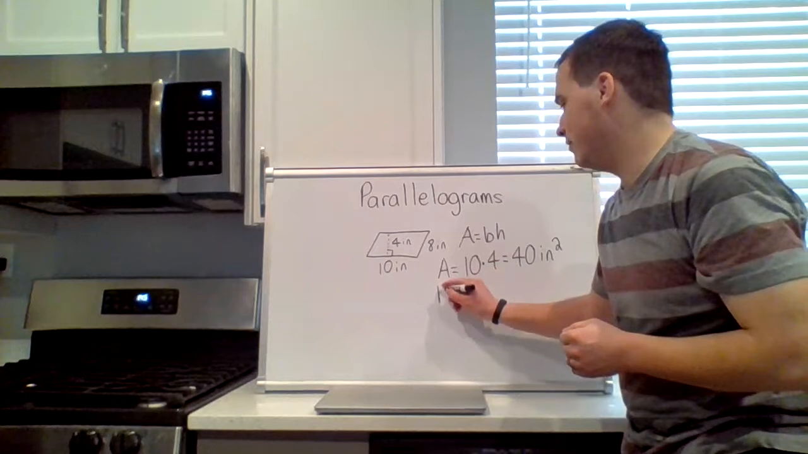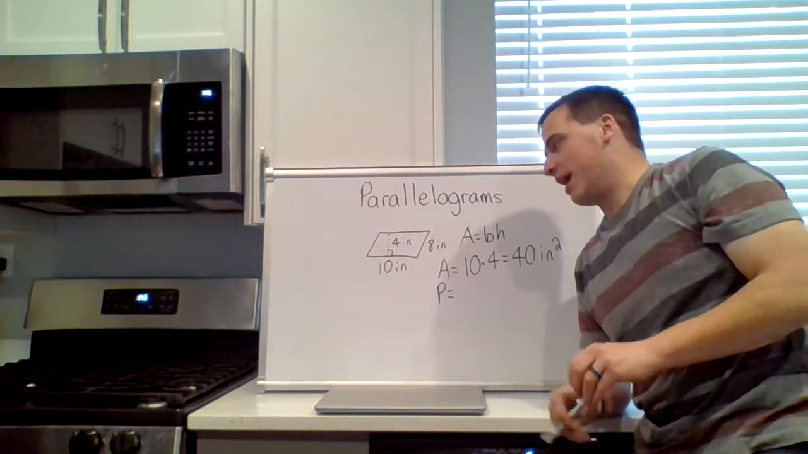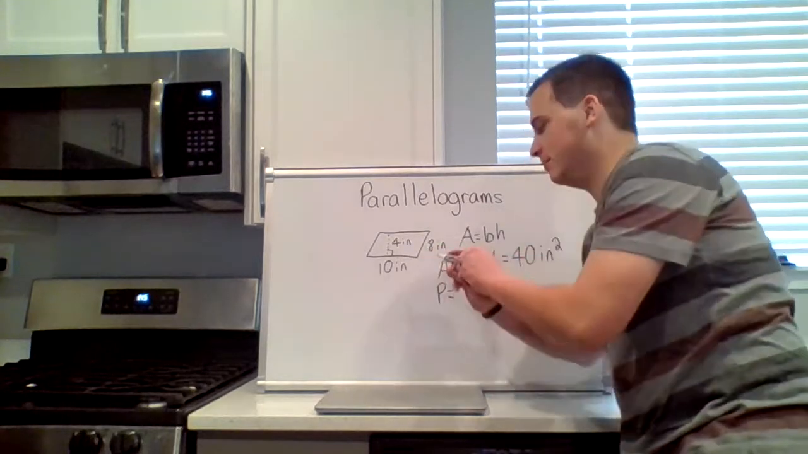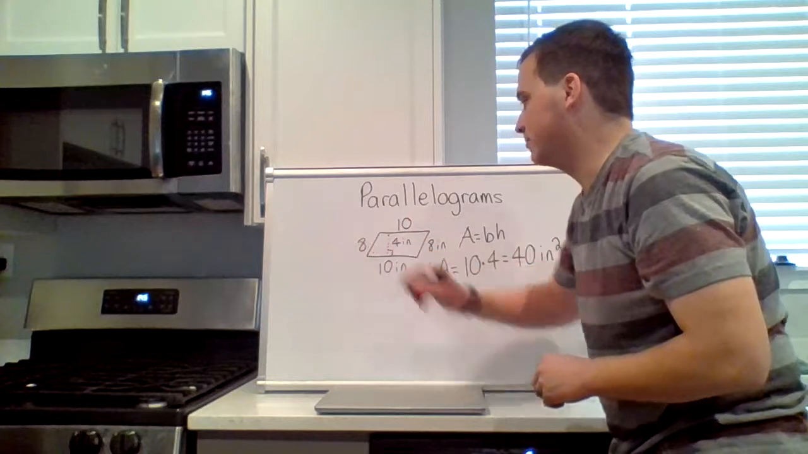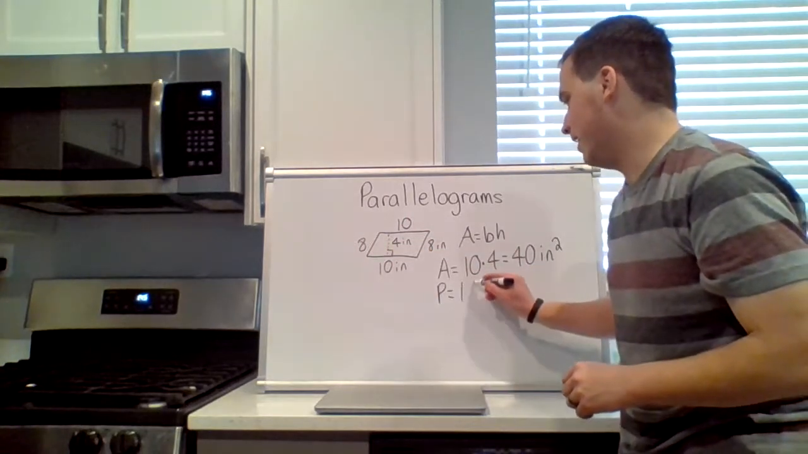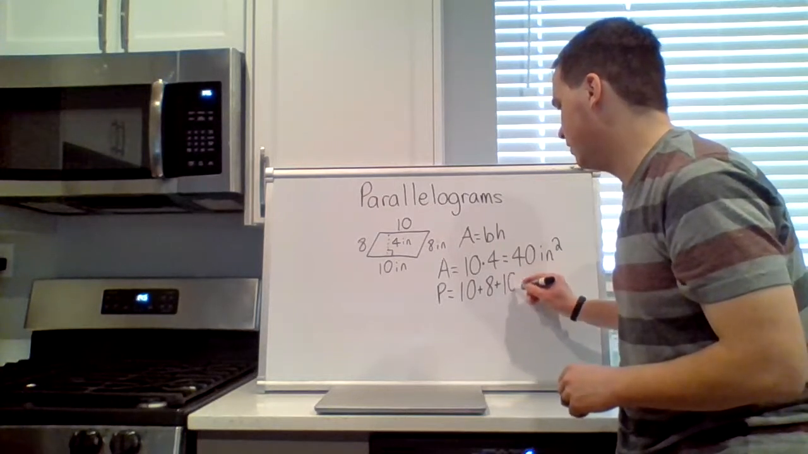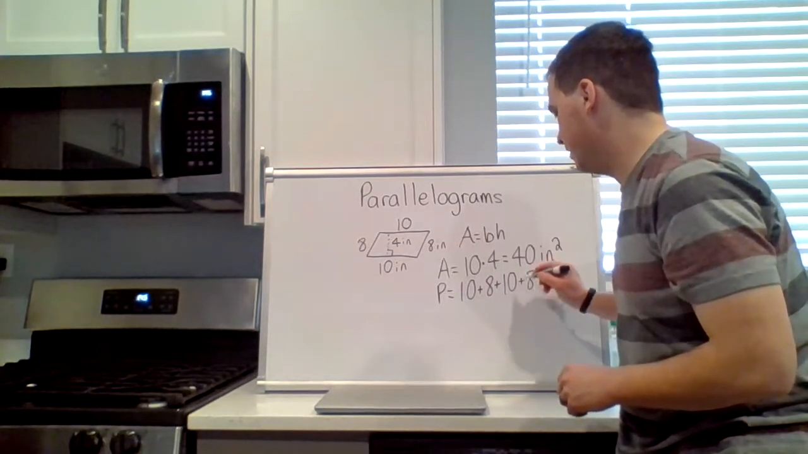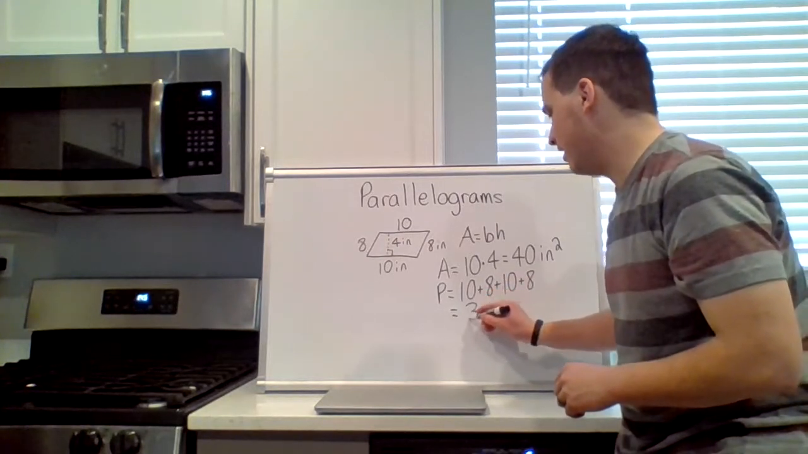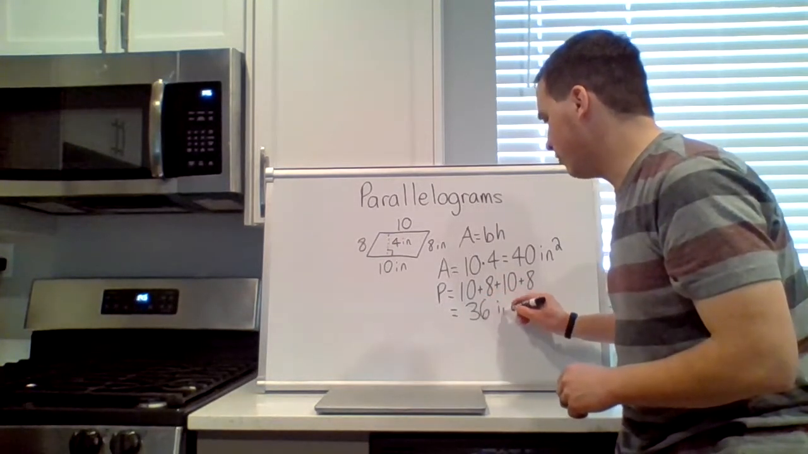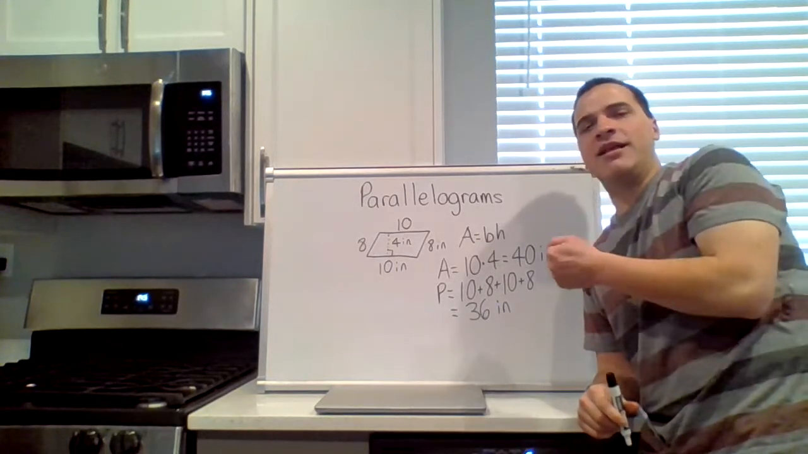Now the perimeter is each of the sides added together. So in this case, we have 10 down here, and 10 up here, and 8 over here. So we add 10 plus 8 plus 10 plus 8. That will give you 36 inches. Once again, remember perimeter is in inches, area is inches squared.